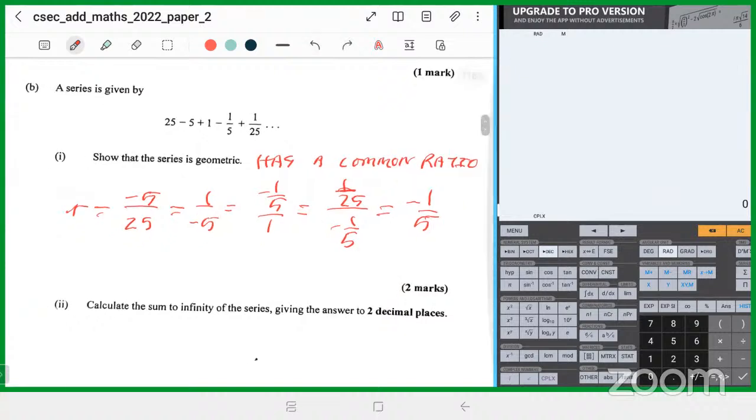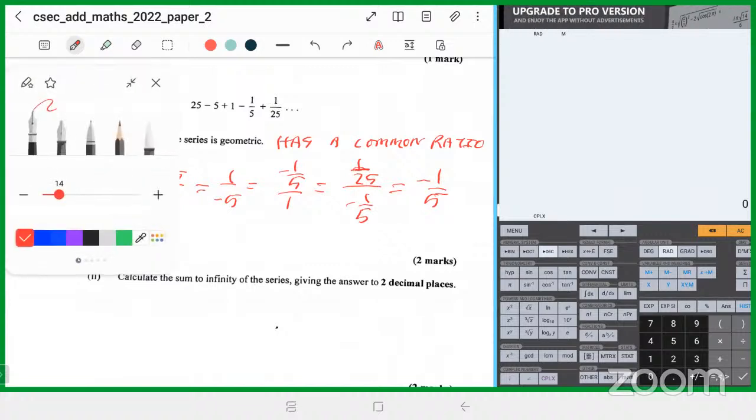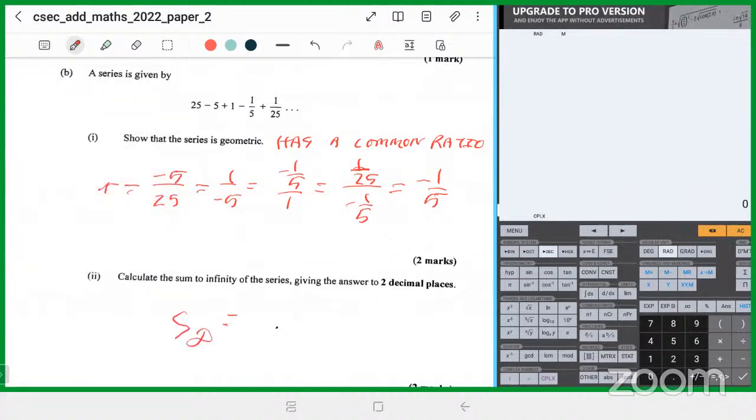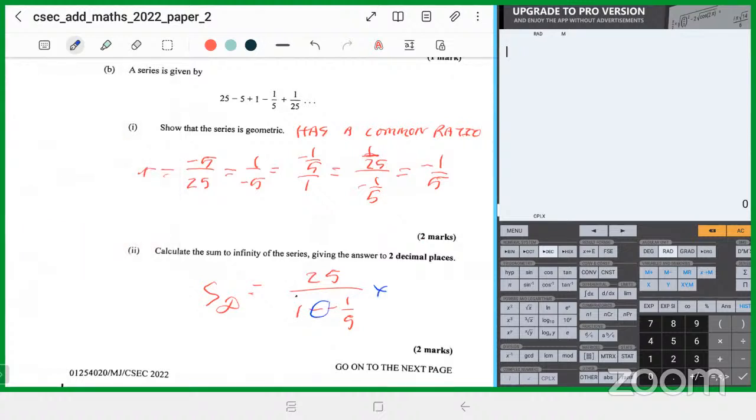That's it. Now, calculate the sum to infinity. It's just easy. Do that part there quick. 20.8. Okay. So the sum to infinity becomes the A, which is 25, over 1 minus the r, which is negative 1/5. I simplify this quickly. This becomes a plus. I multiply this by 5 over 5, and I cancel the 5 here.